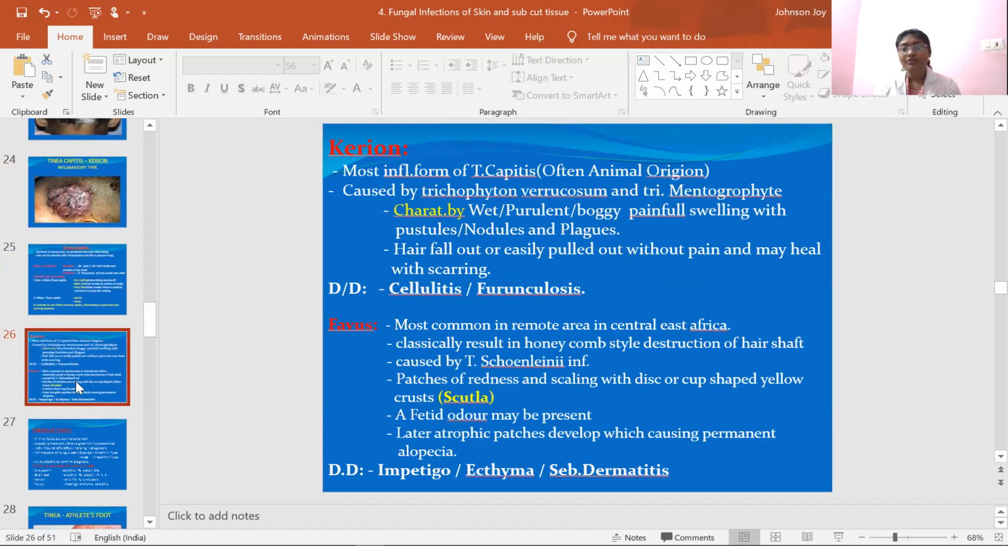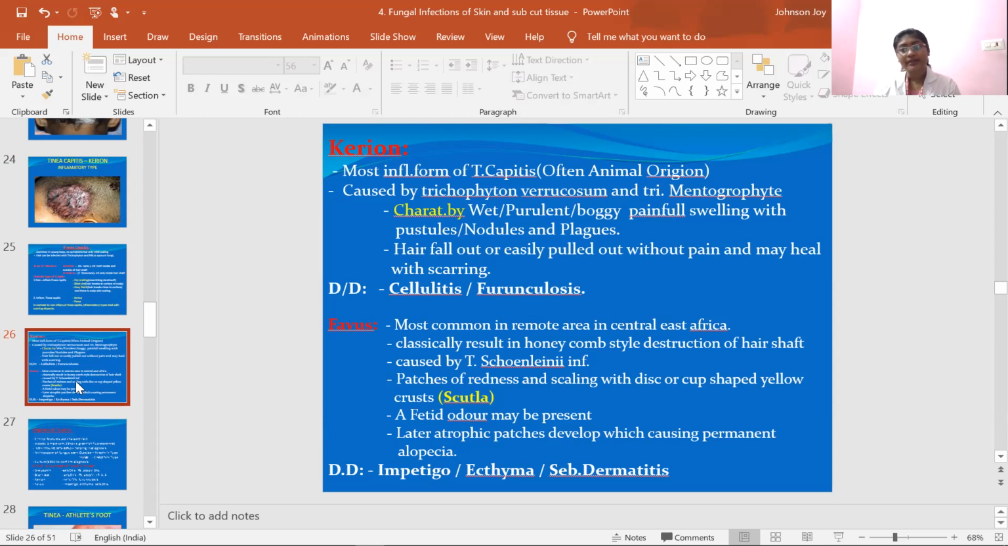Next, Kerion. It is the most inflammatory form of tinea capitis, and it is often of animal origin. It is caused by Trichophyton verrucosum and Trichophyton mentagrophytes. It heals by scarring alopecia. It is characterized by wet, purulent, boggy, painful swelling with pustules, nodules or plaques, which I have shown you before. The hairs fall out or are easily pulled out without pain, and it may heal with scarring. The differentials of Kerion are cellulitis or furunculosis of the scalp.